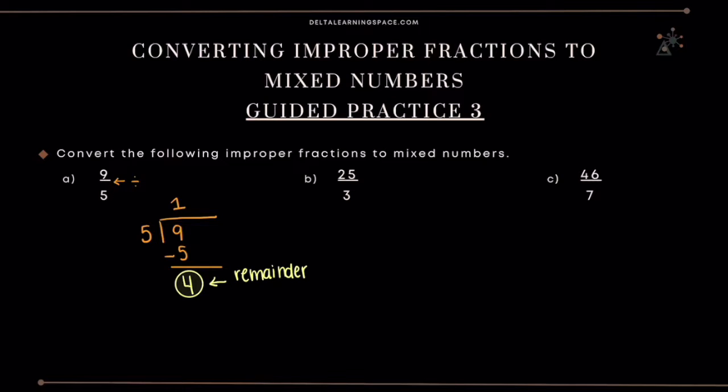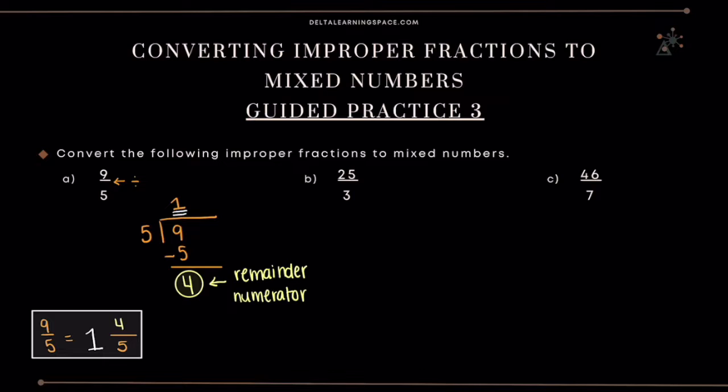This remainder will go in the numerator position of our mixed number. Our whole number up top will be 1. My remainder 4 will be the numerator. So just like how we weren't changing the denominator in our last set of conversions, we are not changing the denominator in this set of conversions. Our improper fraction, 9/5, will be equal to 1 4/5 as a mixed number.